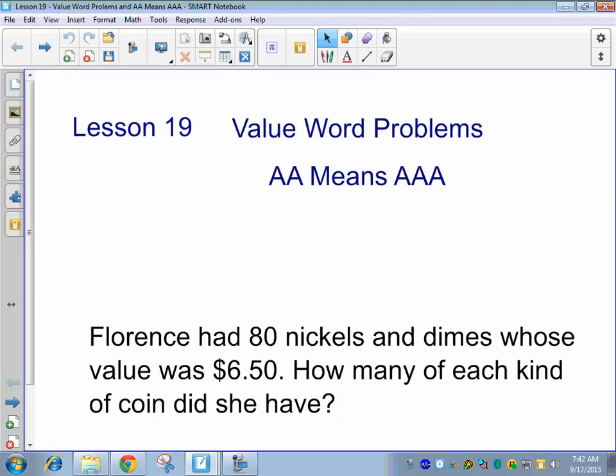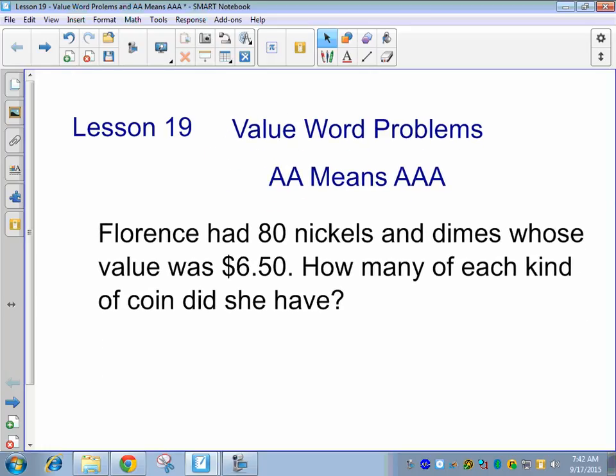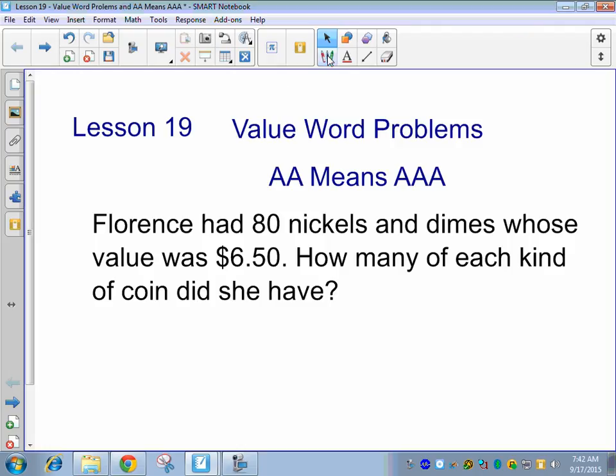Okay, so lesson 19, value word problems, and AA means AAA. We'll talk about that in a minute. So, we'll start with these value word problems, which you guys probably remember. Florence had 80 nickels and dimes, whose value was $6.50. How many of each kind of coin did she have?